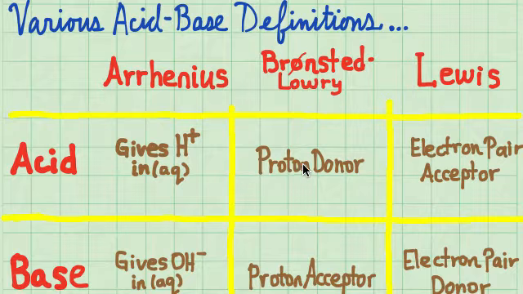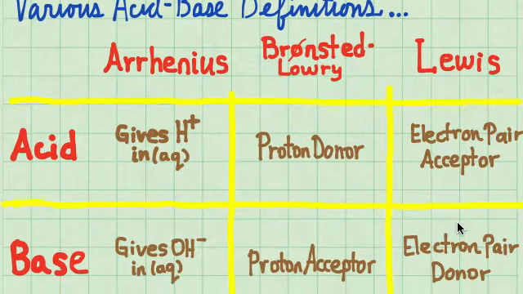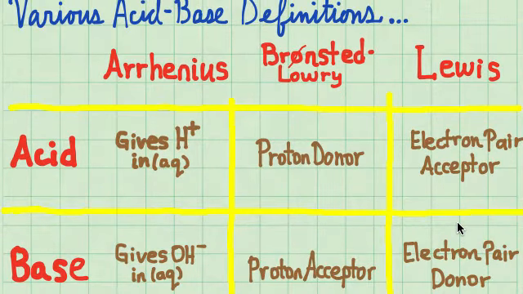A more flexible, broad definition is the Bronsted-Lowry definition, where an acid is a proton donor, and a base is any proton acceptor. And lastly, the Lewis definition, Gilbert Lewis: an acid is an electron pair acceptor, and a base is an electron pair donor. These are very, very broad.